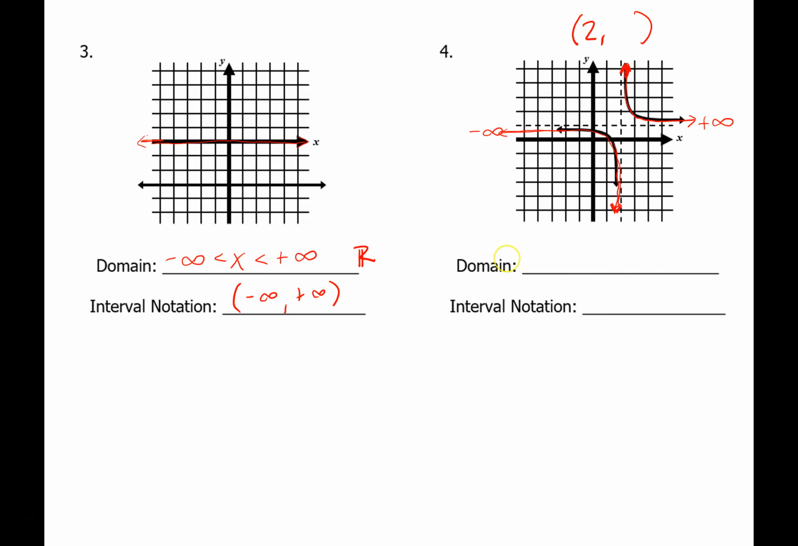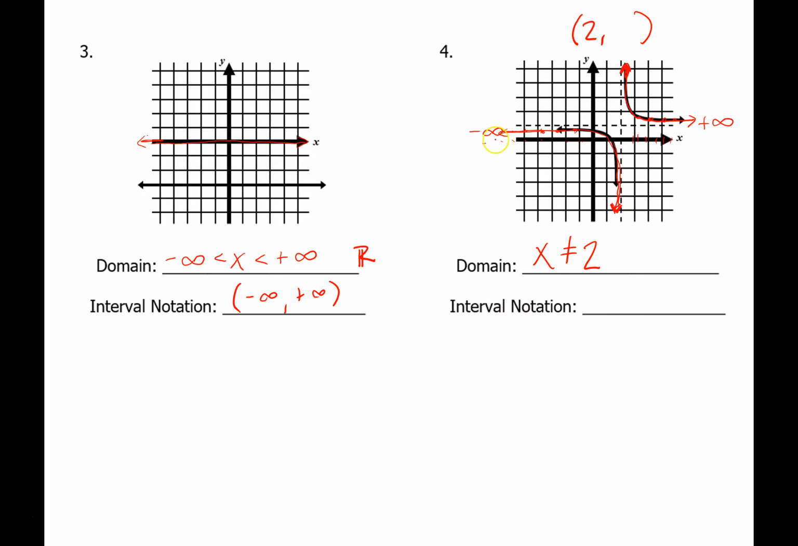So the domain for this one includes everything except for 2, because all of these x values have ordered pairs on the graph, and all of these x values have ordered pairs on the function. But this x is equal to 2 is not included, so we're going to say x is not equal to 2. When we write this in interval notation, it's going to be a little bit more complex because we have to say what's included, not what's not included.